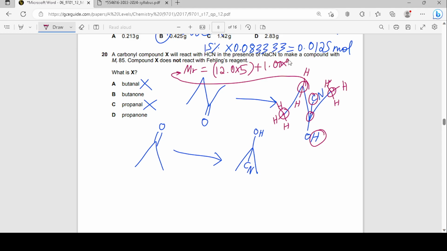So 1.00 times 9. And then what other atoms do I have? I just have this oxygen atom, which is 16.0 relative atomic mass, and then I have nitrogen as well. So that's 14.0, right? So now what is the Mr I get? So 12 times 5 plus 9, plus 16, plus 14. So that gives me 99. If I'm not wrong, I could be wrong.